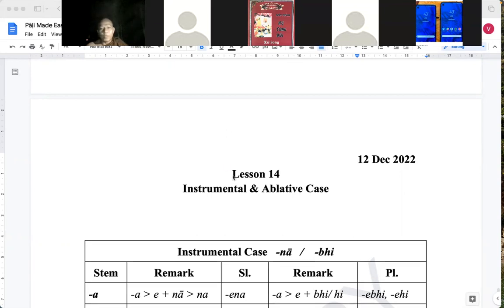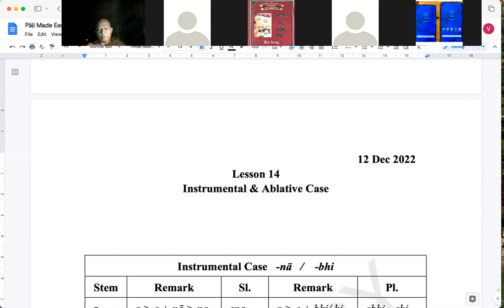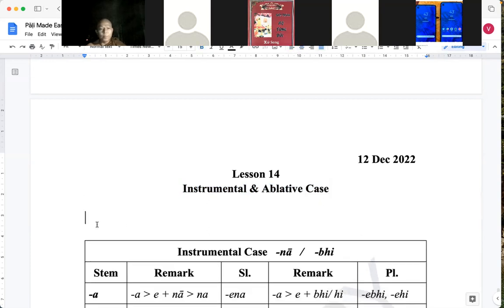So today we will learn lesson 14 of PME Easy. In lesson 14, the instrumental and the ablative case. So the instrumental and the ablative case. So, instrumental case.